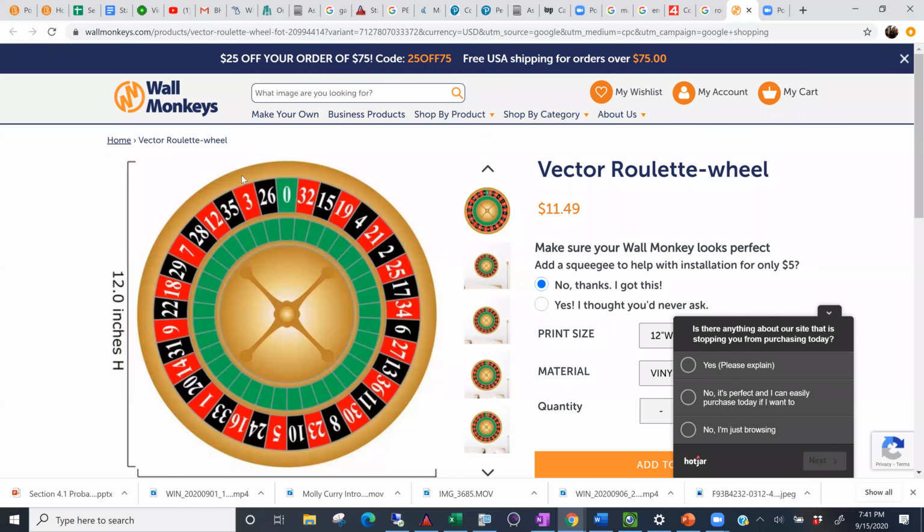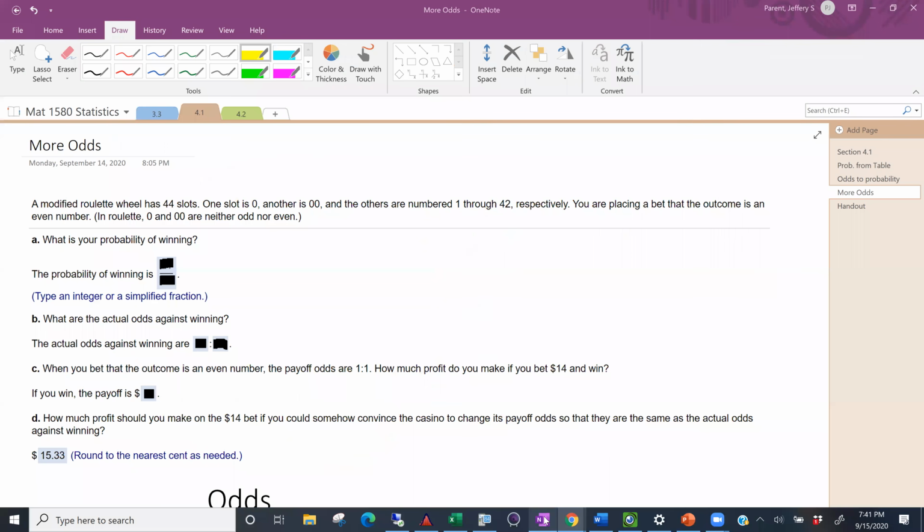And those numbers are going to be colored either red or black, but there's 1 or 2 instances of something else. In this case, there's only 1. There's a 0. Now the 0 is colored green, doesn't count as red or black, doesn't count as odd or even, it's just 0. Now in our example, our modified roulette wheel has 2 slots, one that's 0 and one that's double 0. And the remaining 42 slots are numbered 1 through 42. We're going to use this modified roulette wheel to calculate some probabilities.